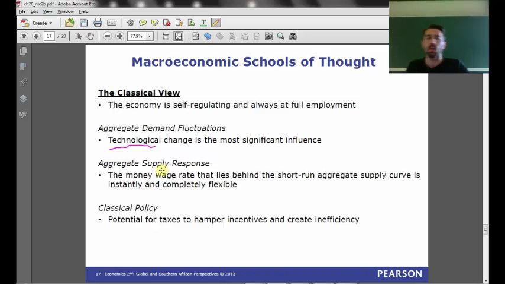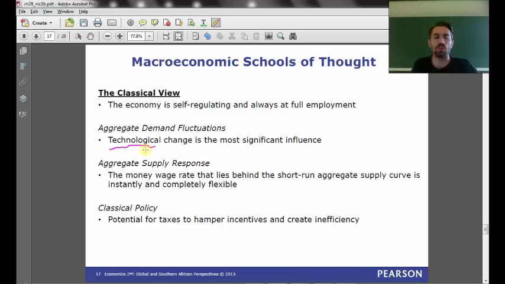Okay? So what drives aggregate demand fluctuations? Technology. What is the aggregate supply response? The money wage rate that lies behind the short-run aggregate supply is almost instantly and completely flexible. So as soon as you have a change in demand, you have a change in supply, because money wage rates adjust almost immediately and by pretty much the correct amount. That's the classical story. So what are the policy implications of holding a classical view?